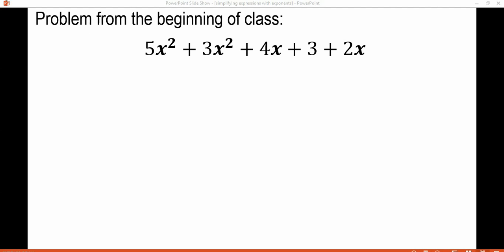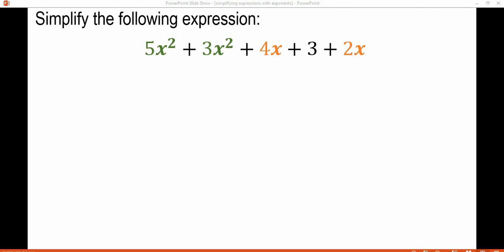Problem 5. This is a problem from the beginning of class. So let's simplify this. 5x squared plus 3x squared is going to give us, well, first let's look at this in expanded form. So write this question down again, and we're going to show the expanded form. 5x squared means that we have 5 sets of x squared added together. In other words, we have x squared plus x squared plus x squared plus x squared plus x squared. Now, if I wanted to, I can write this in extreme expanded form: x times x plus x times x plus x times x plus x times x plus x times x.